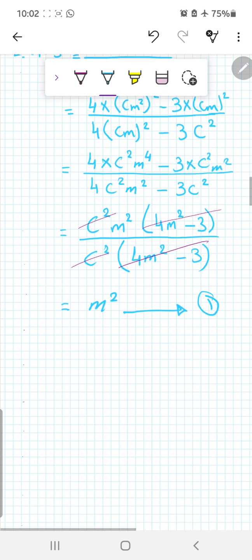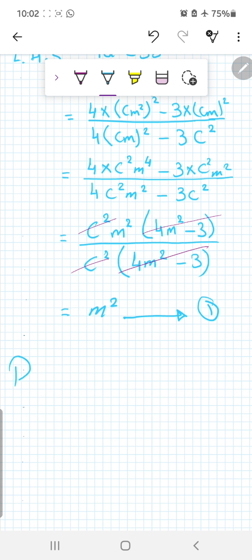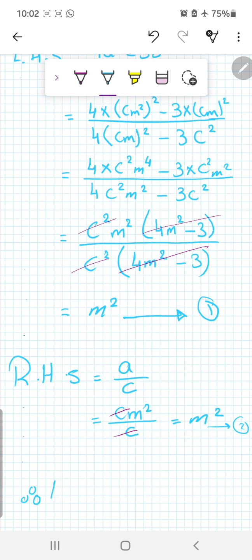Get the right hand side, which is A over C, by substitution. So A, which is C M power 2 over C, cancel C with C, so the result will be M power 2, which is number 2. So we get from 1 and 2 the left hand side equals the right hand side. Okay, another example.